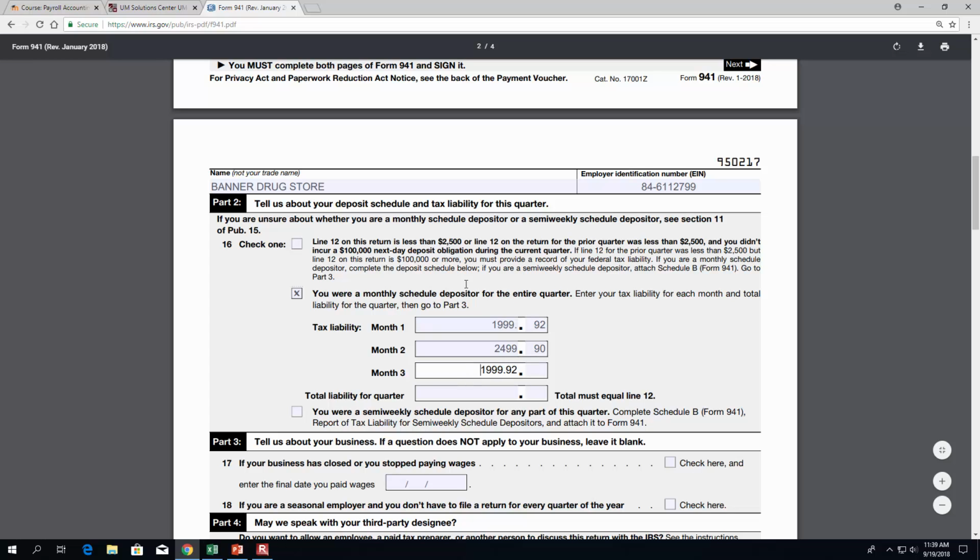Oops. Now, here's the key. On this last one, it tells us this must equal line 12. So whatever you put in line 12 on the front, plug in here. We're going to adjust it here. We're going to make it work.